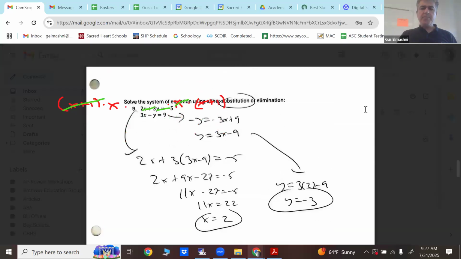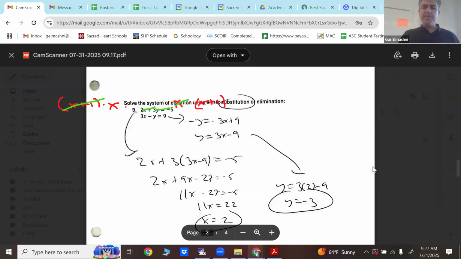For 9, I think you guys maybe ran out of steam or just threw in the towel at this point. If you forgot substitution, you can get one letter by itself and then substitute. You could do that. You could also do elimination. I don't know if anyone approached it from that perspective.